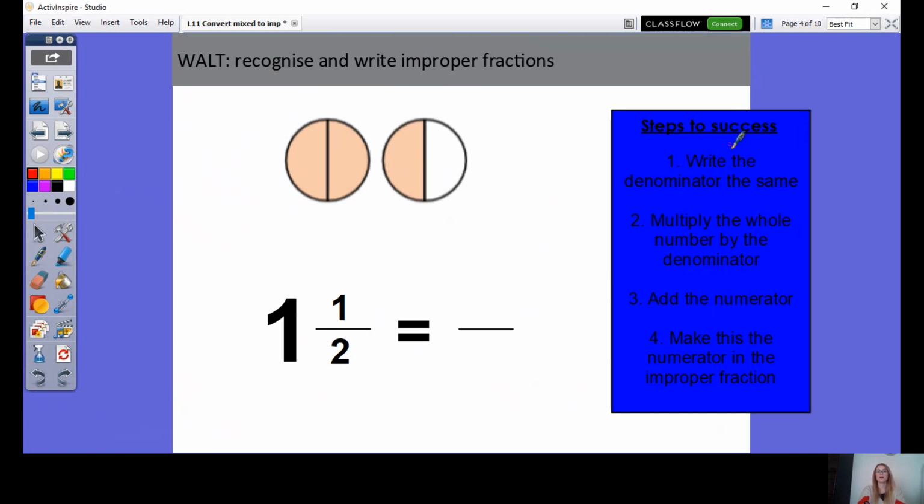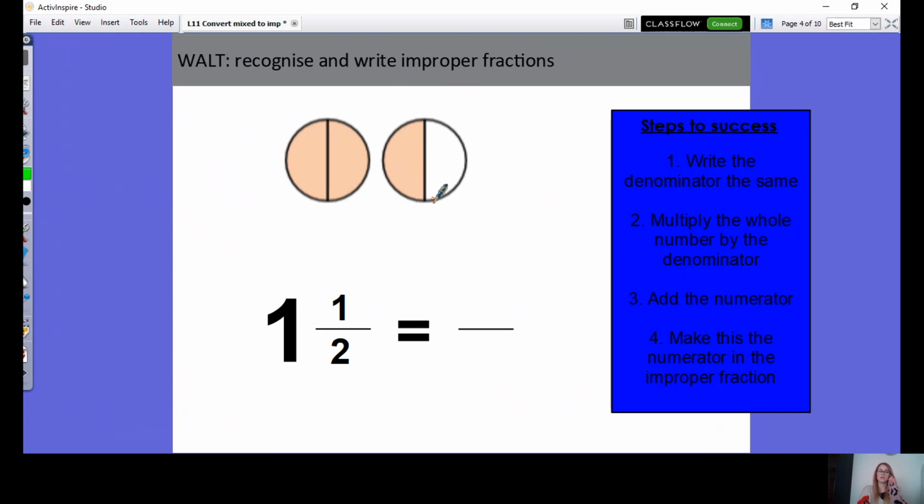So step 1 is to write the denominator the same. So my denominator on this shape is 2 because there are 2 equal parts in each shape. So I'm going to keep that as 2. So you might be able to see already how many parts I'm probably going to have on the top, but let's look at how we calculate that first. So I've done step 1.